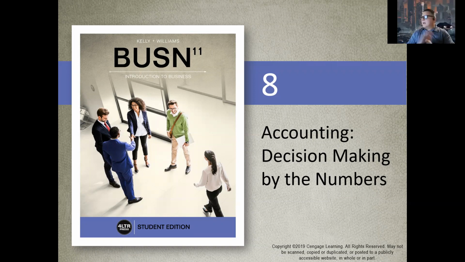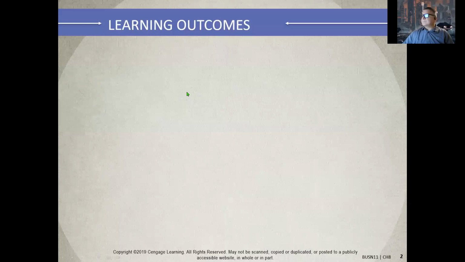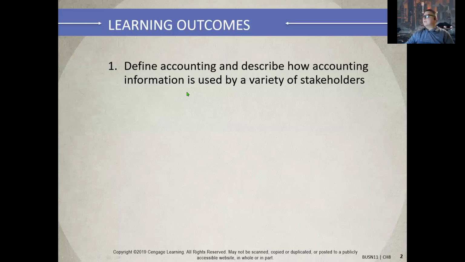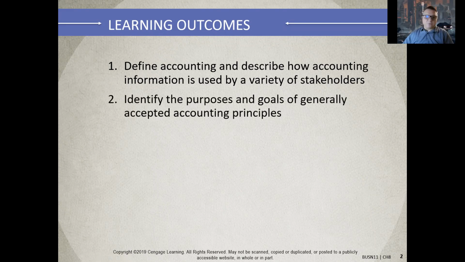All right, so let's talk about accounting. Now, I added a couple extra slides in here and a video. We'll talk about our learning outcomes. We want to define accounting, describe how accounting information is used by a variety of stakeholders. And remember what a stakeholder is, right? Somebody who has a stake in a company, like someone who owns stock. Stockholder, stakeholder. Owners, people like that. Identify the purposes and goals of generally accepted accounting principles, which is also called GAAP.